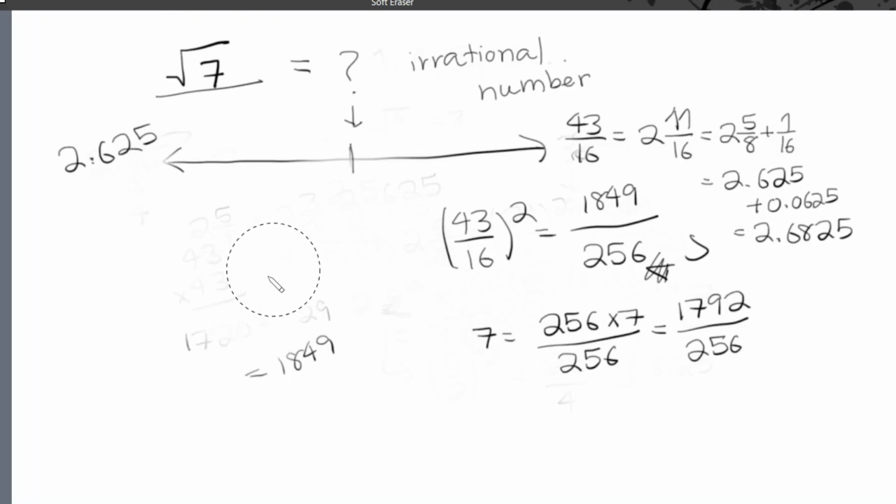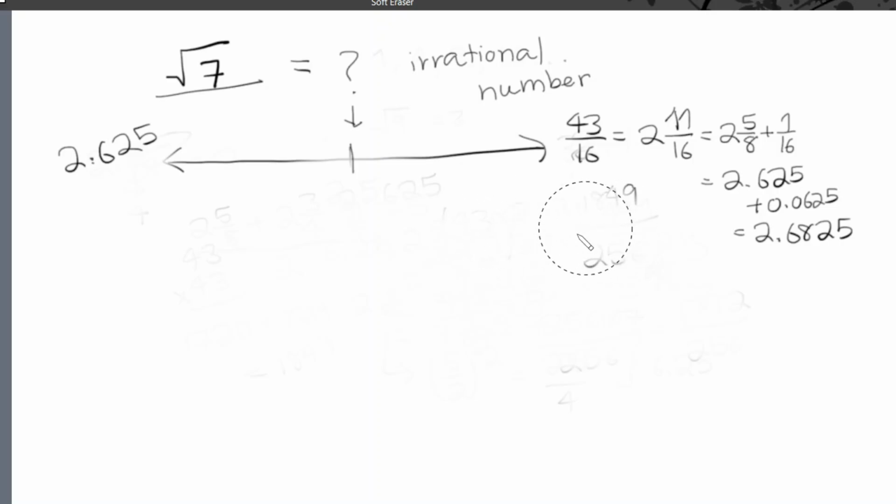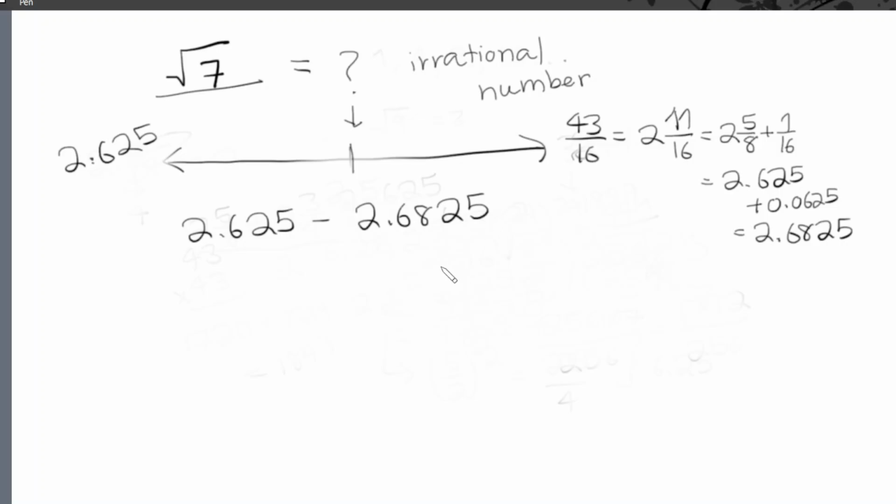Okay, so now we really narrowed it down because we started off saying it was between 2 and 3, and now we know it's between 2.625 and 2.6825. And I could just keep going on and on. I think you get the gist of it. And I think I'll just find the average one more time, and then I'll calculate it to see how close it is to the actual answer.